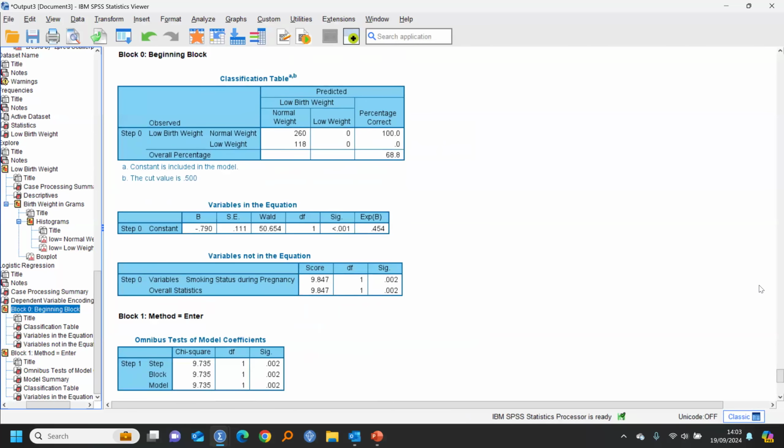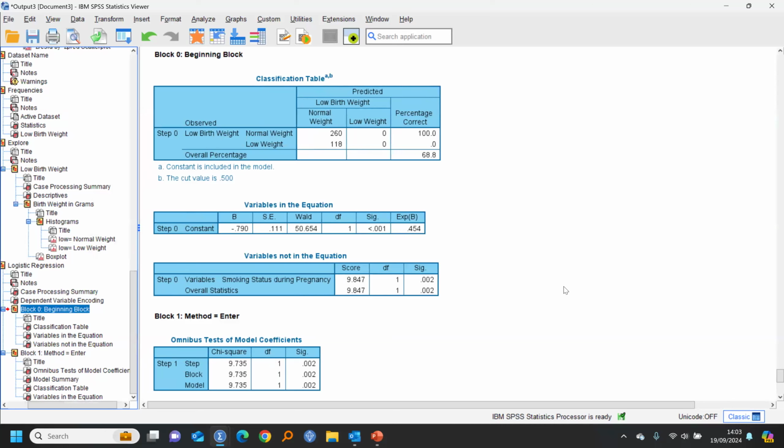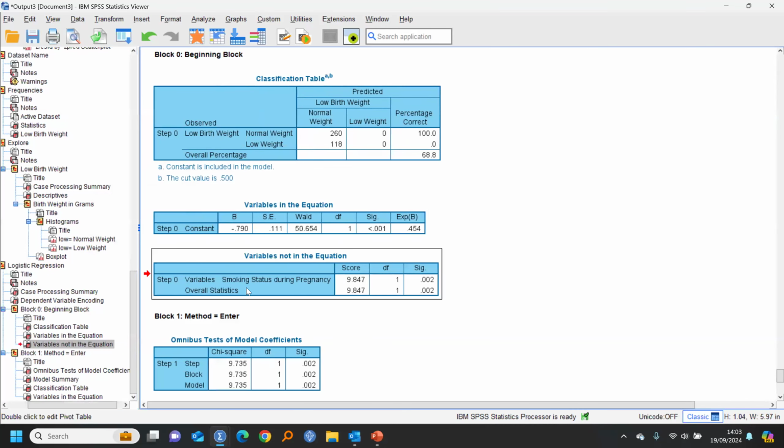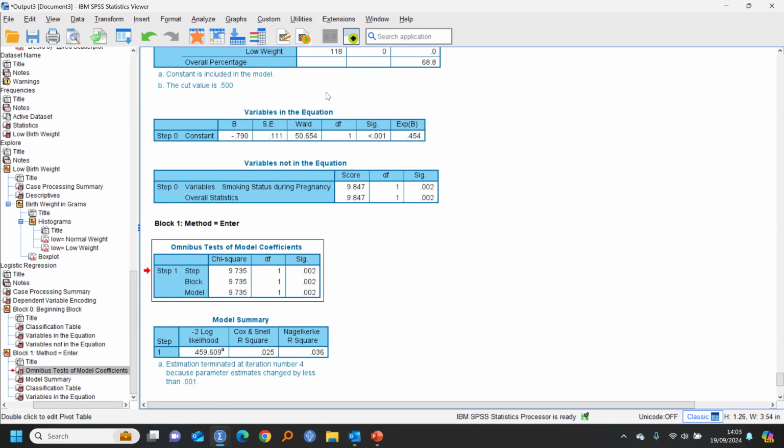So block zero is just saying, without anything in the model, how accurate would I be just assuming that everybody's in one of these groups? So that's what it does. Then as we put variables into the model, we're going to put smoking status in here. It asks, is that statistically significant? It says, yes, it is. So it actually makes a difference. It is significantly related to the outcome. These statistical tests tell us whether or not that's better than our standard model, which just uses a constant.